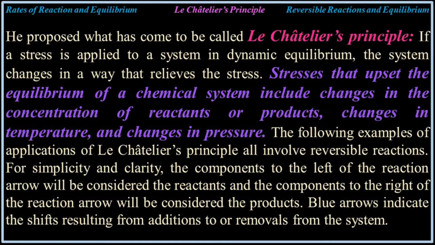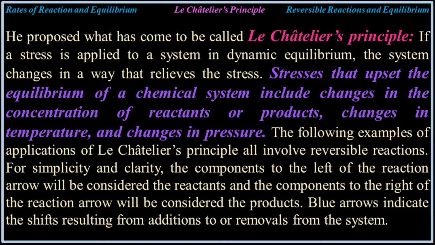He proposed what has come to be called Le Chatelier's principle. If a stress is applied to a system in dynamic equilibrium, the system changes in a way that relieves the stress. Stresses that upset the equilibrium of a chemical system include changes in the concentration of reactants or products, changes in the temperature, and changes in pressure.